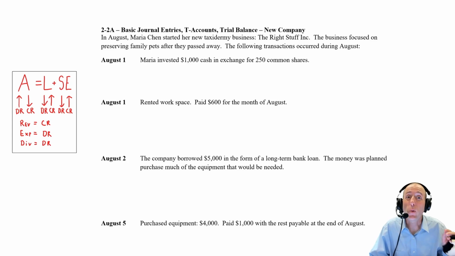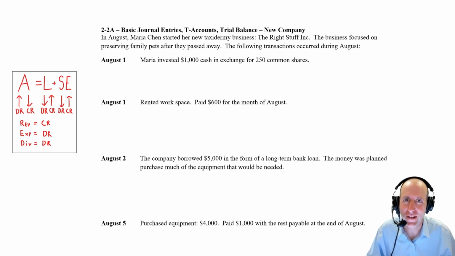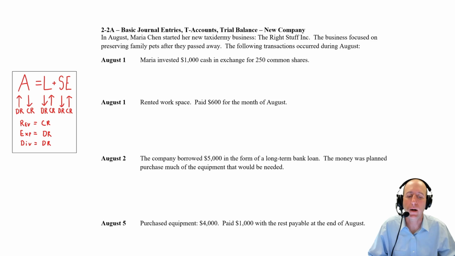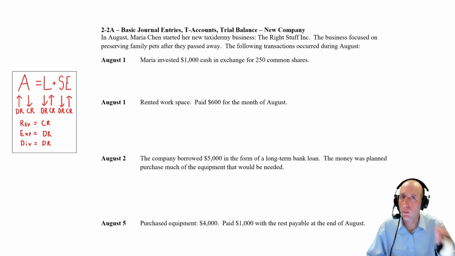In this video, we are going to explore problem 22A. This is a very important video. It shows us how to do journal entries. In the second part, we'll make T accounts, and finally, we'll do a trial balance. As mentioned in my previous video, though, if you don't understand journal entries, you will be in trouble in an intro financial accounting course. So if you haven't watched the intro video for this module, please watch it.